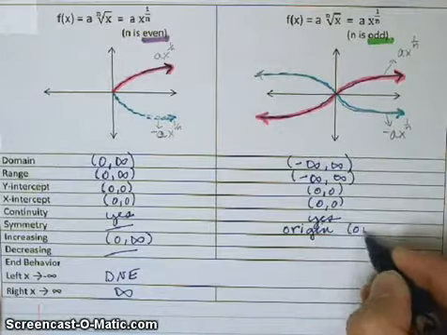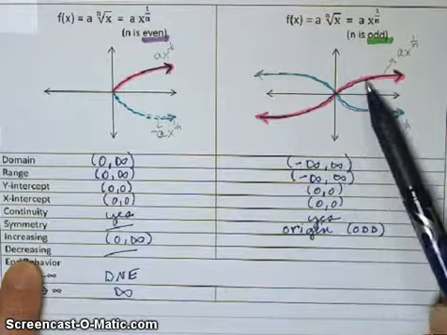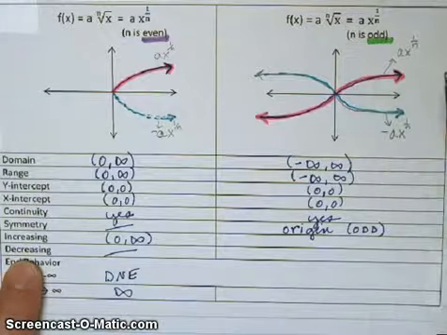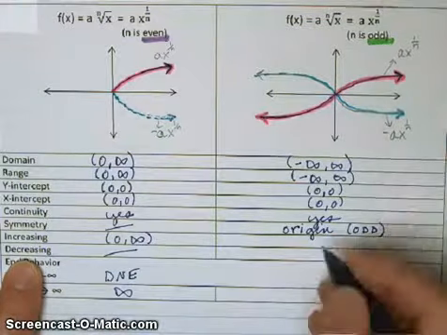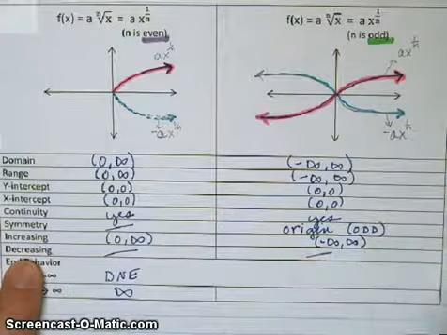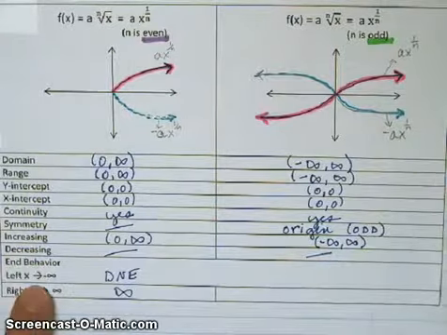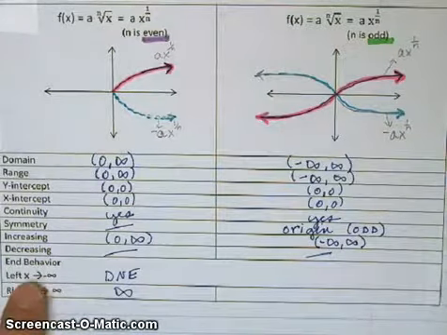Is it increasing or decreasing, and on what interval? Remember, you're riding it like a roller coaster. So you're coming in here, you're going up, you're going up, you're going up. It's increasing over the whole graph. So increasing would be everywhere, from negative infinity to infinity. And it is never decreasing. It's always increasing. The end behavior on the left side, as x approaches negative infinity, what is the function approaching? It's also approaching negative infinity.